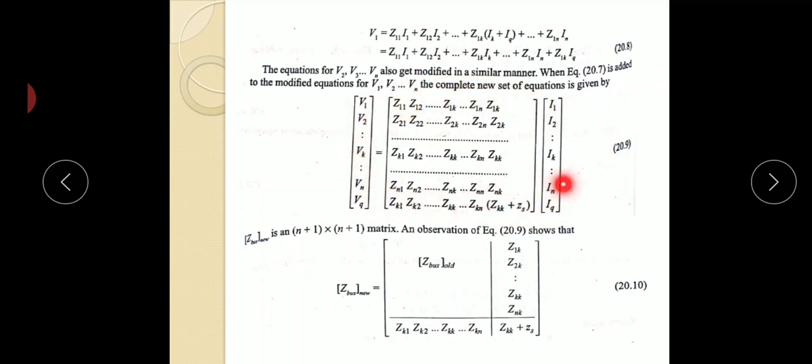So this is the complete new set of equations given by equation 20.9. So Z bus new is an (n+1) cross (n+1) matrix. An observation of equation 20.9 shows that the Z bus new looks like this: Z bus old with one row and one column added, Zk1, Zk2, Zkk, Zkn, Z1k, Z2k, Zkk, Znk, and the last element Zkk plus Zs.